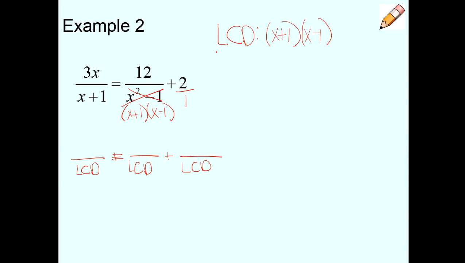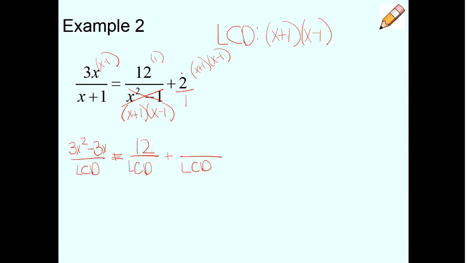x plus 1, notice, guys, I need to multiply by an x minus 1 up here, because my LCD already has an x plus 1. For the second fraction, I don't need to multiply by anything. So let's just multiply by 1. This guy I need to multiply by both of them because he didn't have anything in his denominator. So I would have here 3x squared minus 3x equals 12.